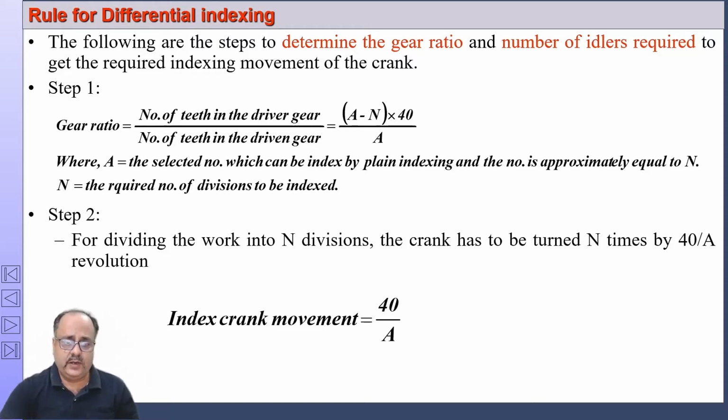What will be the index crank movement? The index crank movement should be 40 by A. If we select, in our case 97 divisions, and A as 100, that means 40 by 100, and this will be repeated 97 times. But we are trying to divide the workpiece in more divisions, right? So a differential movement should be added to it so that the number of divisions decreases to the actual number of divisions, which will be 40 by N. So try to understand this differential movement.